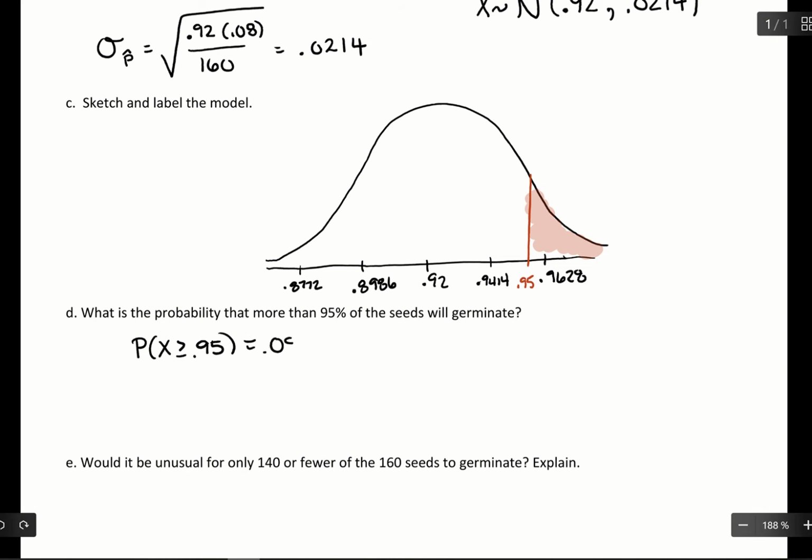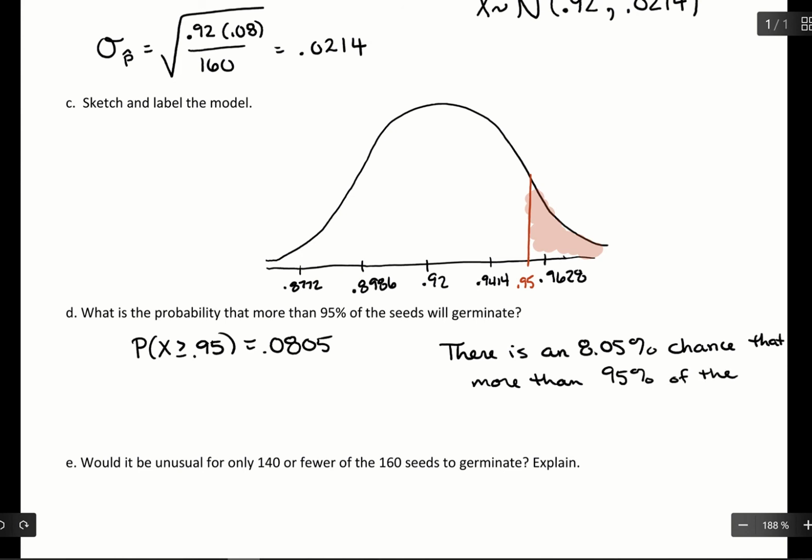So there is an 8.05% chance, that's our probability, that more than 95% of the 160 seeds will germinate.